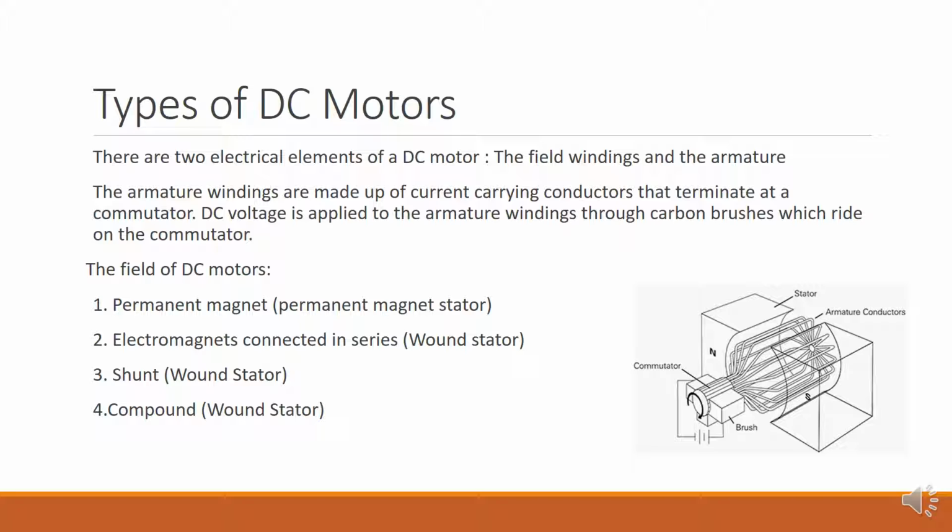There are four different types of DC motors. There's the permanent magnet, series, shunt, and compound.